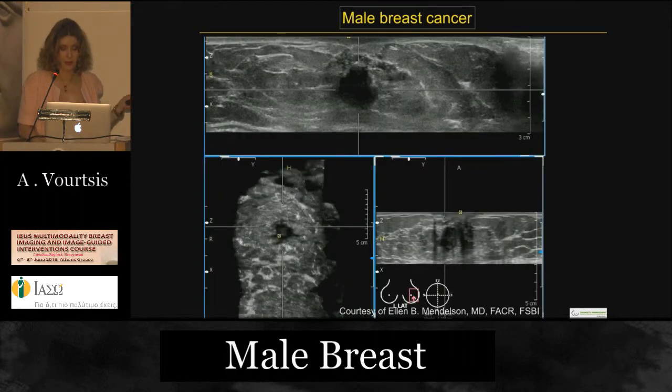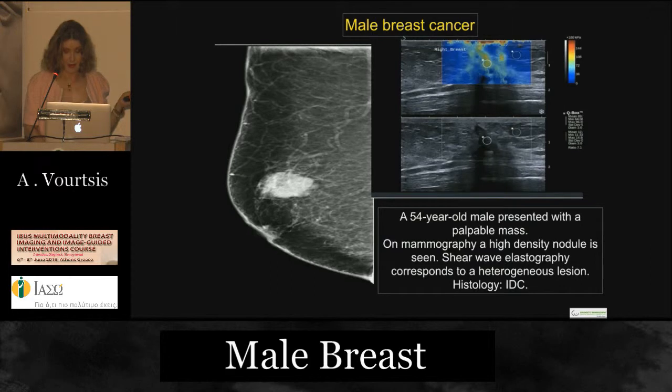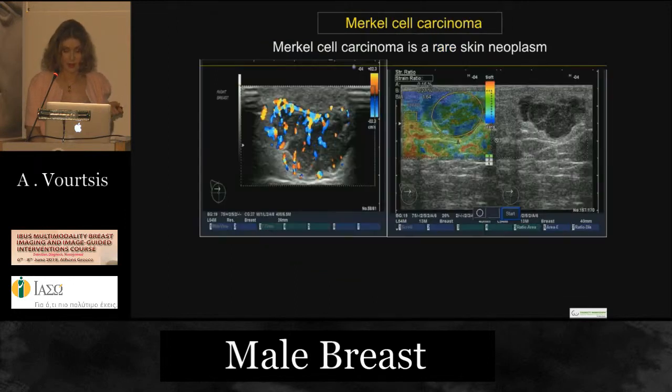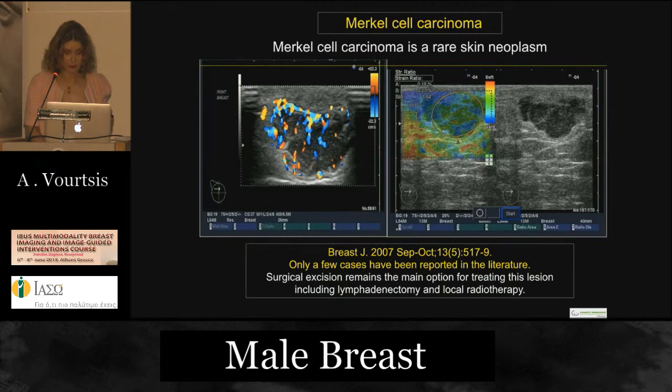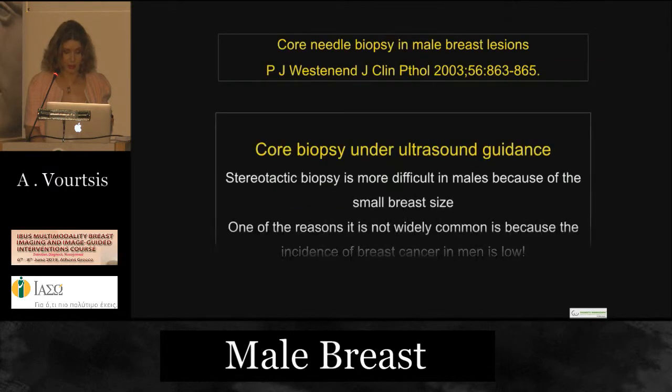And this image, this is an IBUS. You can see the coronal, the transverse, the sagittal. It was given to me by Dr. Ellen Mendelson. And this image corresponds to mammography and shear wave elastography in a 54-year-old male. He presented with a large palpable mass. On mammography, you can see the irregular high density. And this is the corresponding handheld breast ultrasound. You see the vascularity. This was a Merkel cell carcinoma, which is a very rare skin neoplasm. Very few cases have been reported in the literature.